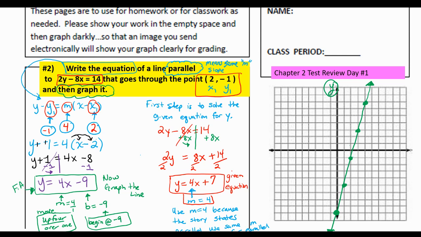So what I'm most insistent on is that you make big dots, okay? Because I grade off the dots.